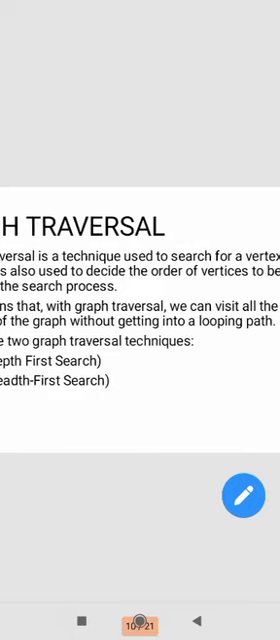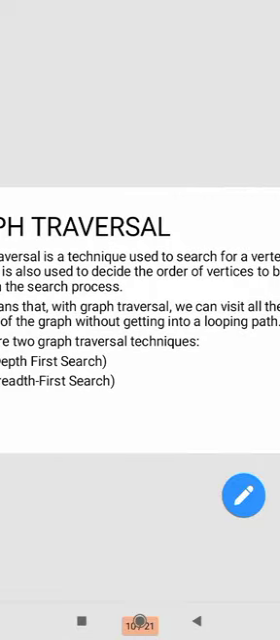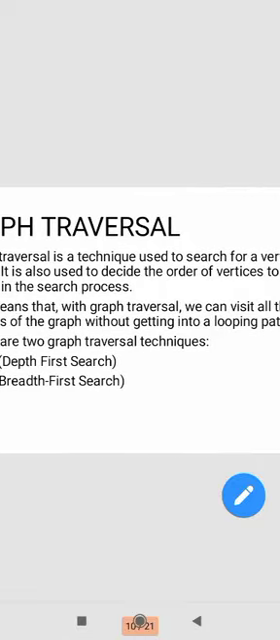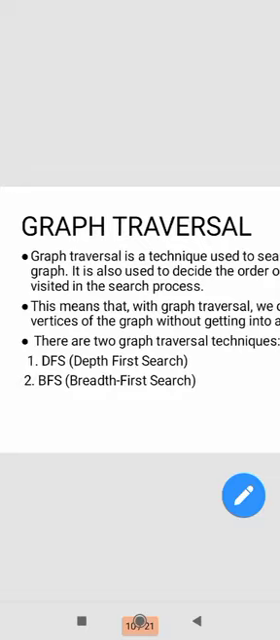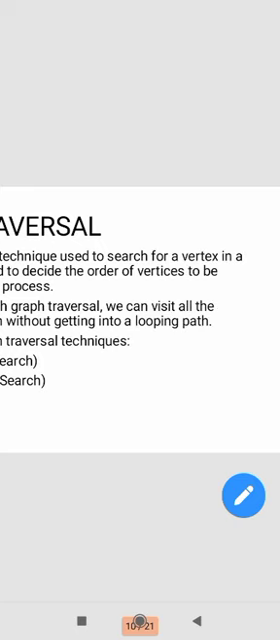Graph traversal. Graph traversal is a technique used to search for a vertex in a graph. It is also used to decide the order of vertices to be visited in the search process. This is an important question in CS 3401 Algorithms. There are two types of graph traversal. One is depth first search, the other is breadth first search.